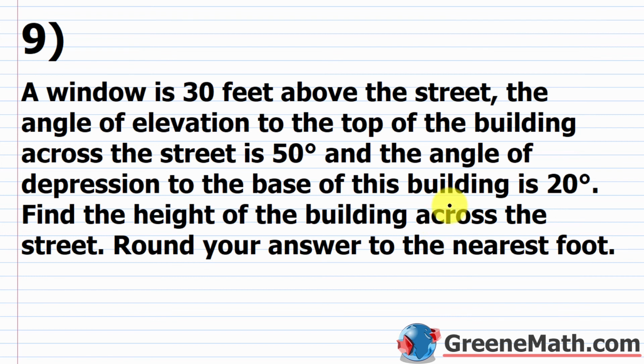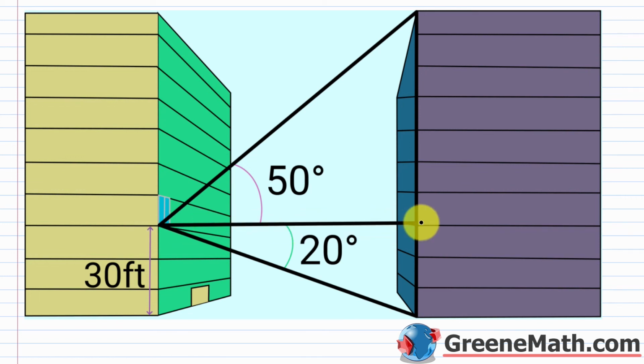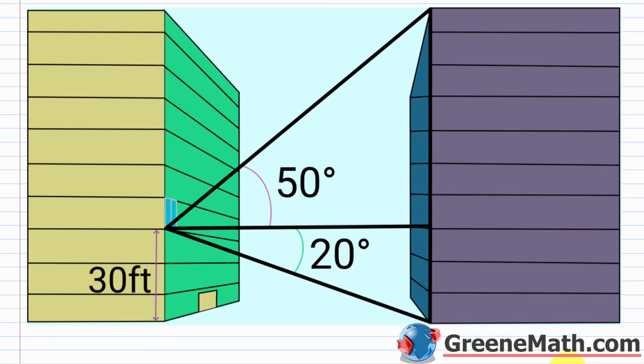And then lastly, you have this angle of depression to the base of the building, and this is going to be 20 degrees. So again, this is the horizontal here. This is your line of sight going down here to the base of the building. And this angle of depression here is 20 degrees. Okay, so how are we going to solve this problem? Again, what we're asked for here is the height of this building. So let's say from right here, going all the way down to right there. So that's what we need to figure out.